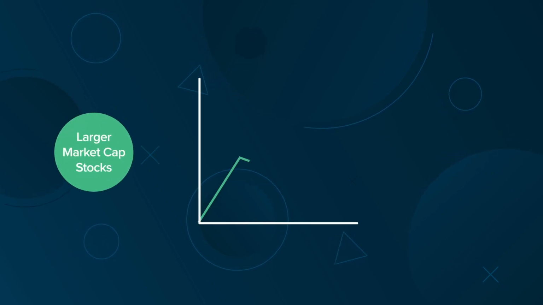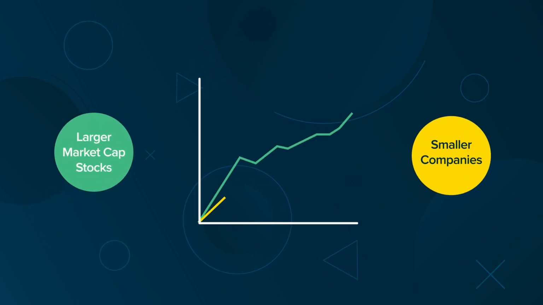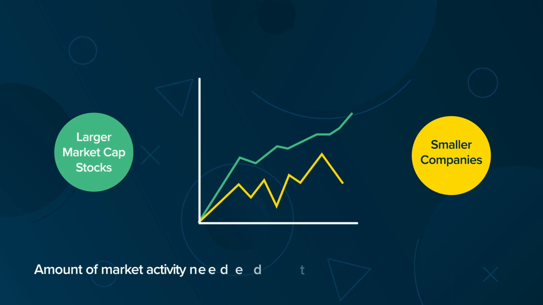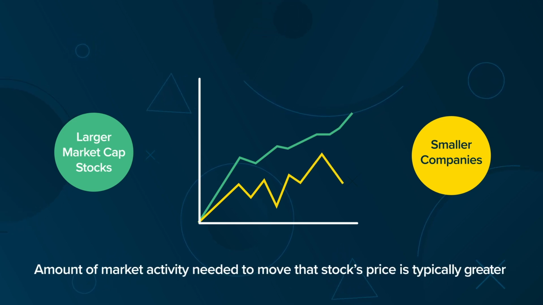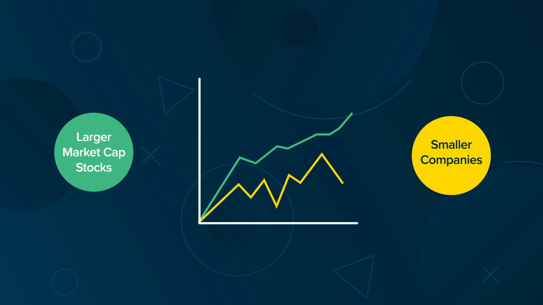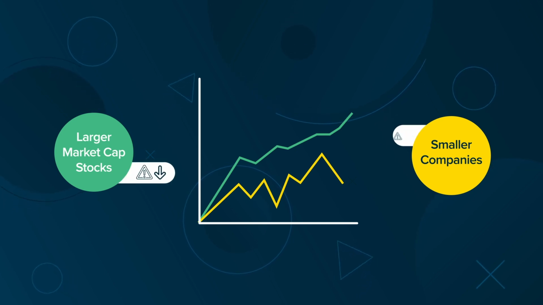Larger market cap stocks are generally less volatile than smaller companies because the amount of market activity needed to move that stock's price is typically greater. This is why larger companies often have less perceived risk than smaller companies.